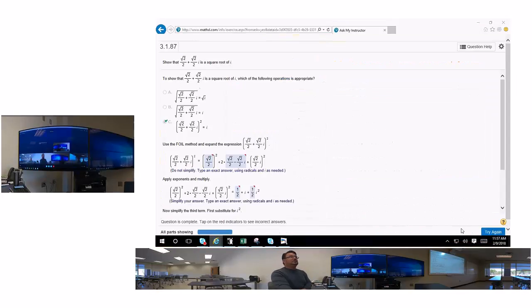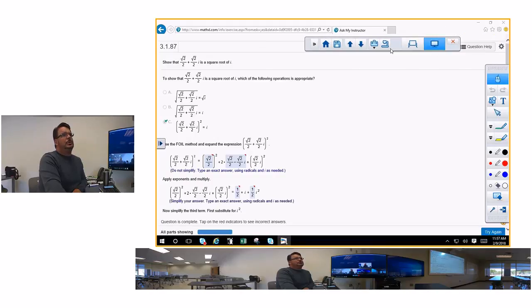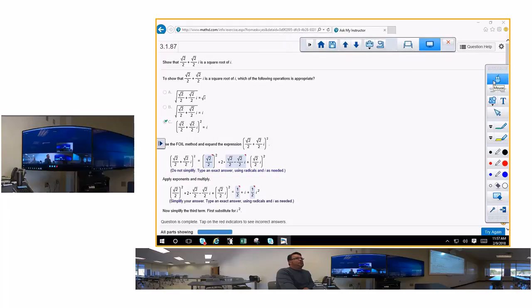Yeah, there it is. Because the only radical problems I usually do are rationalizing the denominator or the numerator. I usually don't get into these. This looks more like a proof type question.